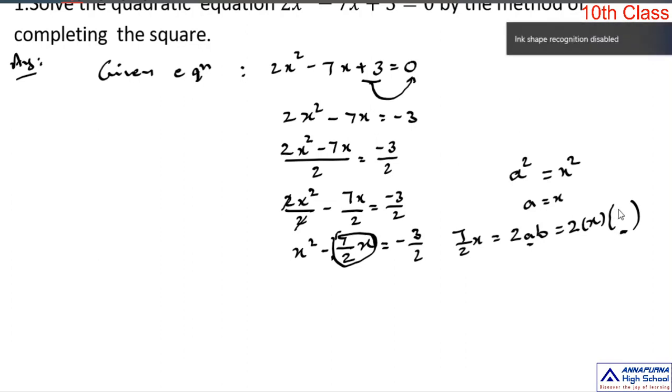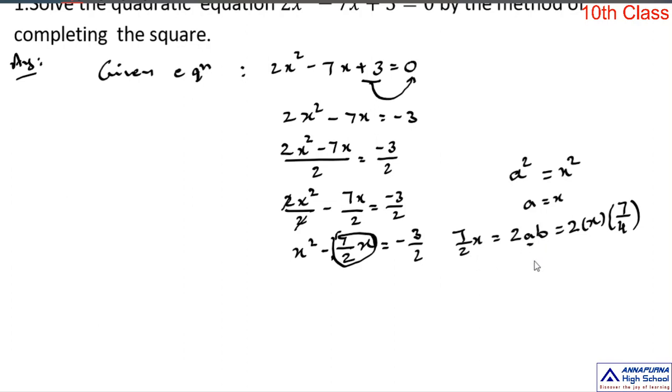Just pause the video and think. Okay, so which value are you taking in the place of b? If you take 7 by 4 in the place of b, now simplify this: 2 into x into 7 by 4. So 2 times, 7 by 2 into x. We get the term now.